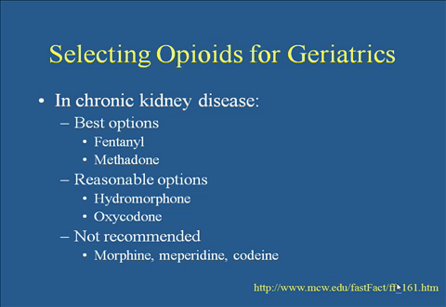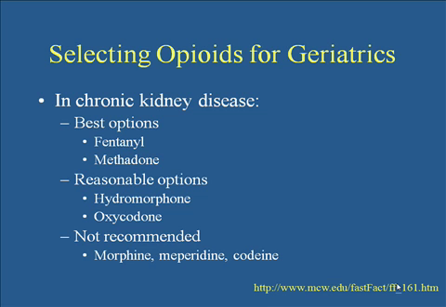So, selecting opioids for geriatrics and those with renal function decline. This comes from the Medical College of Wisconsin, and what they recommend is that in people with chronic kidney disease, fentanyl is one of the two best options for people with renal function decline. The other one is methadone. But again, methadone is the drug that has some nuances when writing for it. So fentanyl arguably is the best one.